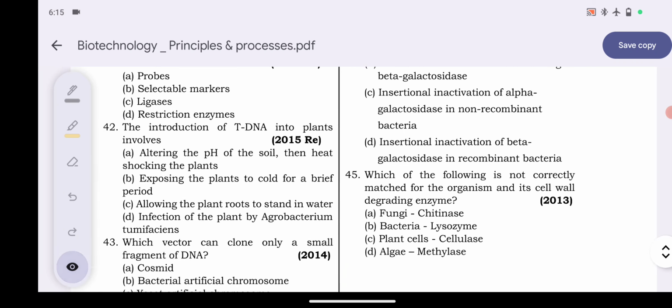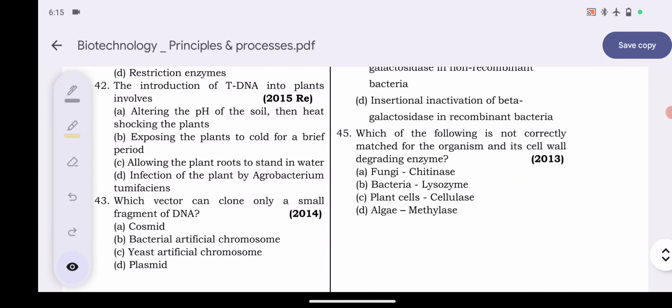Next question 42. The introduction of tDNA into plant involves. Option A, altering the pH of the soil, then heat shocking the plant. Wrong one. Exposing the plant to cold for a brief period, allowing the plant root to stand in water, infection of the plant by Agrobacterium tumefaciens. D. Explanation. Agrobacterium tumefaciens, a pathogen that affects a variety of dicot plants, may transfer a piece of tDNA into plant cell. So D is the answer.